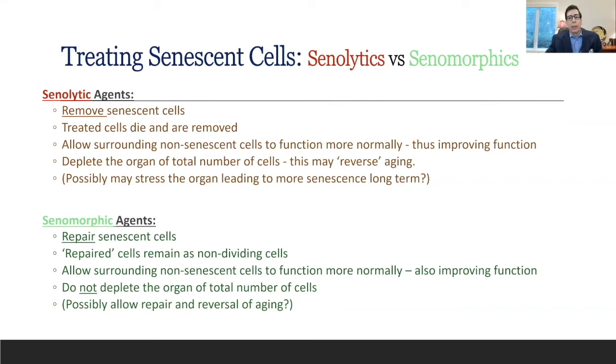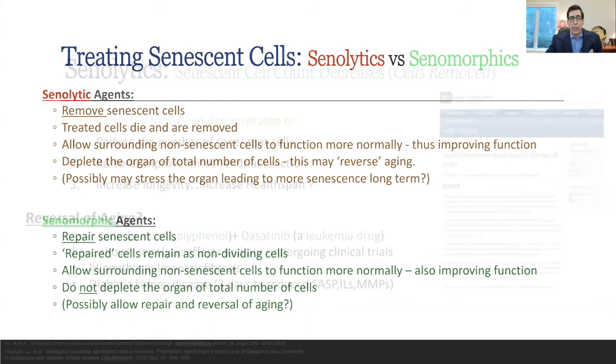At the other end of the spectrum are the xenomorphic agents. Newer entry, very exciting. They repair senescent cells. These repaired cells remain as non-dividing cells, but unlike the senolytic agents that remove the cells, the xenomorphic treated cells remain. Just like the senolytic agent therapies, they allow the surrounding cells to function more normally. Critically, they do not deplete the organ of the total number of cells. So this opens a different pathway possibly for repairing and reversing aging.